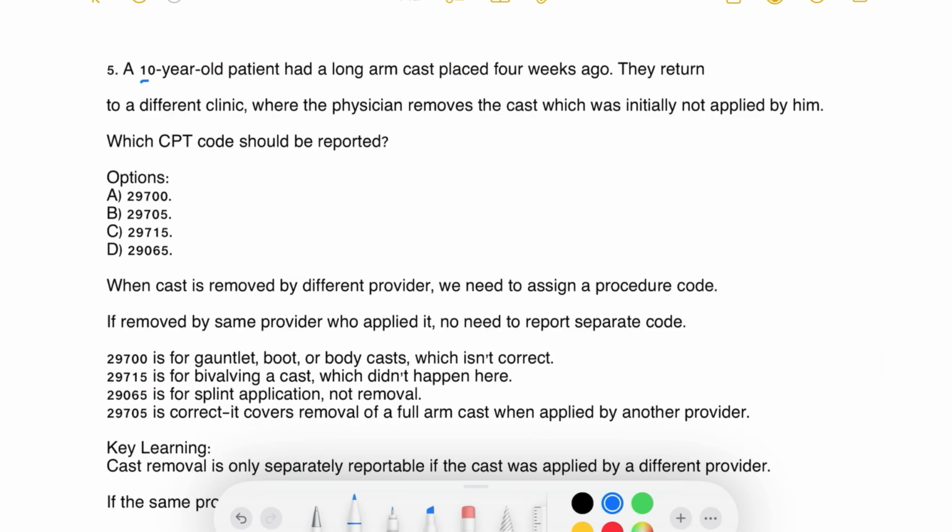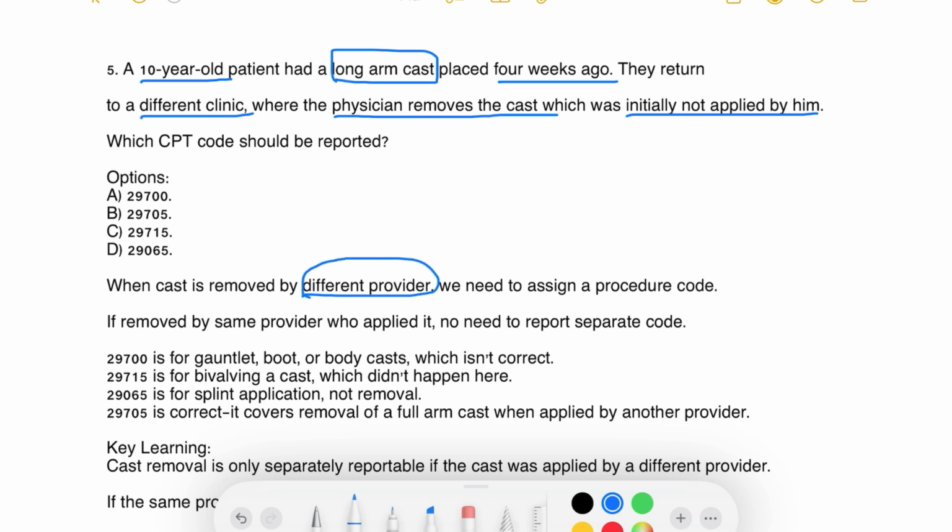Last question, a 10-year-old patient had a long arm cast placed 4 weeks ago. They return to a different clinic, where the physician removes the cast which was initially not applied by him. Which CPT code should be reported? Options: A. 29,700, B. 29,705, C. 29,715, D. 29,065. Main guideline in this question is when a cast is removed by a different provider, we need to assign a procedure code. If removed by the same provider who applied it, no need to report a separate code.